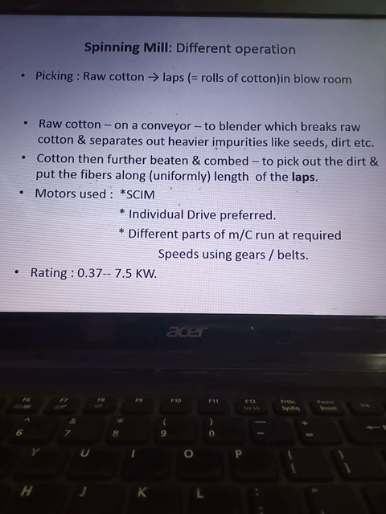Similarly here also the beating is done and combing is done so that the remaining dirt is also removed and the fibers are laid uniformly along the length of the laps. So the whole process here in spinning is beating and then combing, beating and then combing. Are you getting this? Good.